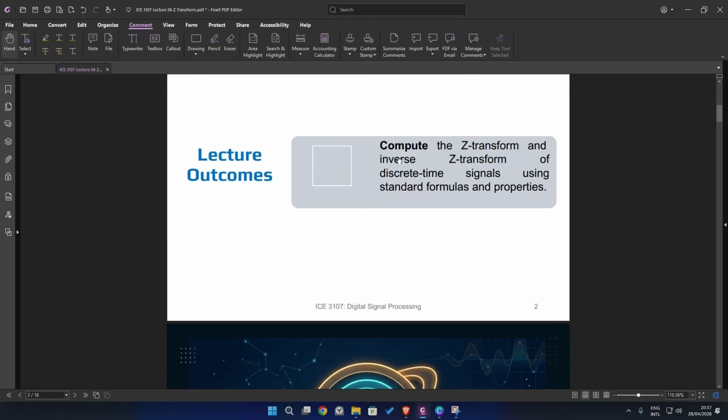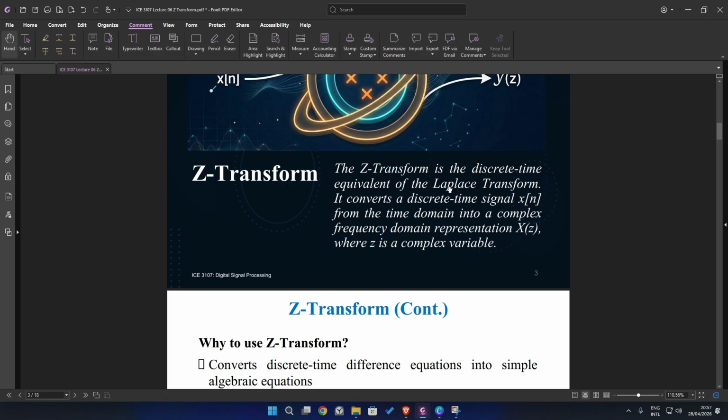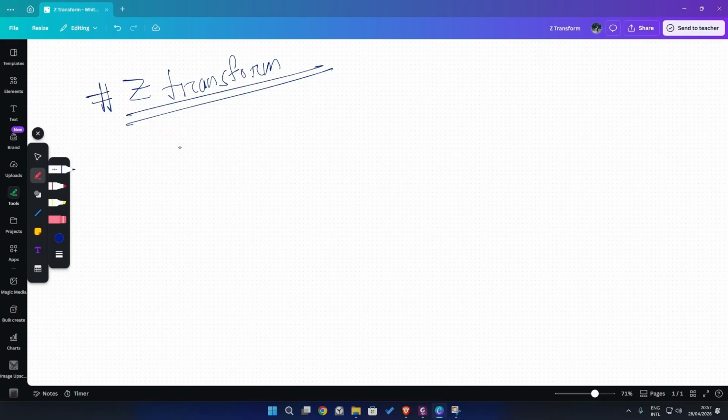So let's get started. First of all, we'll look through the definition of the Z transform. The Z transform is the discrete time equivalent of the Laplace transform. It converts a discrete time signal x[n] from the time domain into a complex frequency domain. So x[n] converts into X(z), where z is a complex variable. So we can denote the Z transform: x[n] is converted to X(z), where z is a complex variable. It is a discrete time signal and it is the representation in the Z plane.